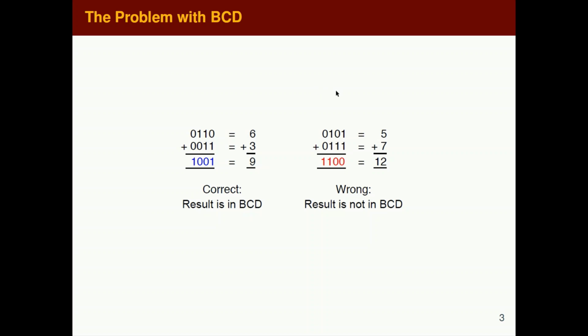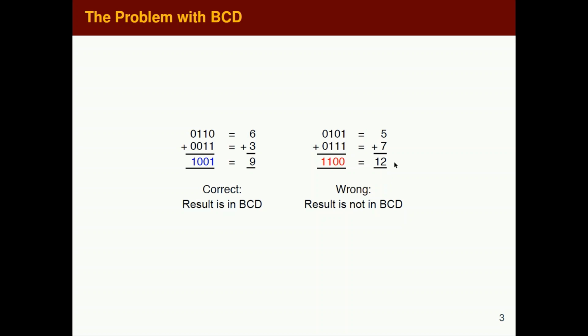So let's say you have to add certain numbers which is more than 9. For example, here is 5 plus 7. 5 is 0101. You add 0111, you get 1100. This is not correct in the BCD terms, because in the normal binary it represents 12.